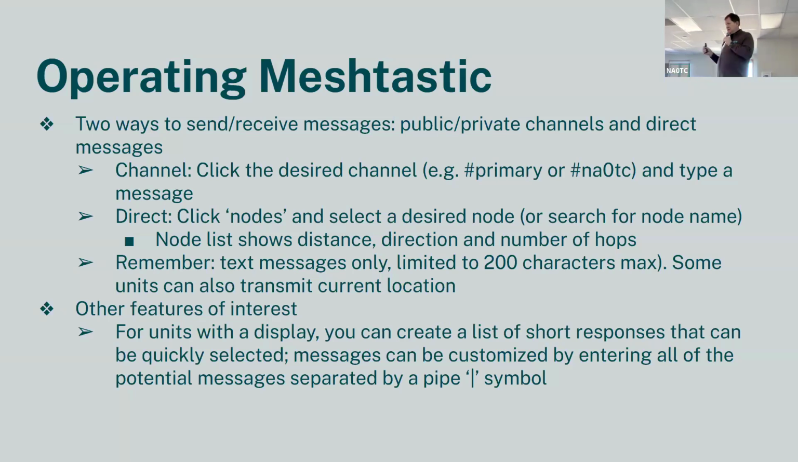With the direct message, you have to know the person's node name that you're trying to reach. Then you just select it, hit send a message, and type it in. It's just like sending a text, up to 200 characters. And as I mentioned, if you have a unit that has a display but doesn't have a keyboard, you can create a list of short messages, like yes, then a pipe symbol, that's the vertical bar, yes, no, okay, on the way, whatever you want. You can have up to 200 characters of those. It'll just give you a pick list.